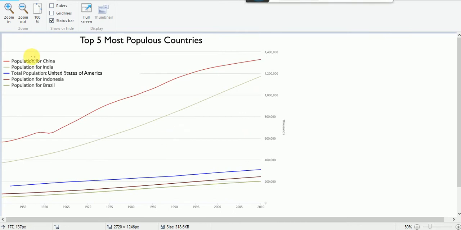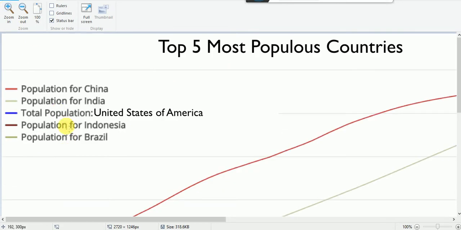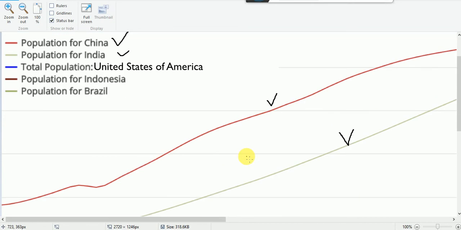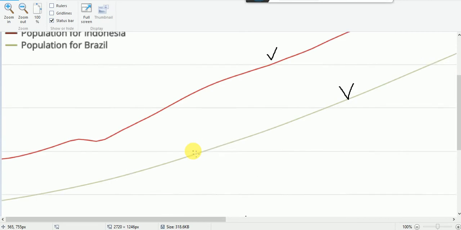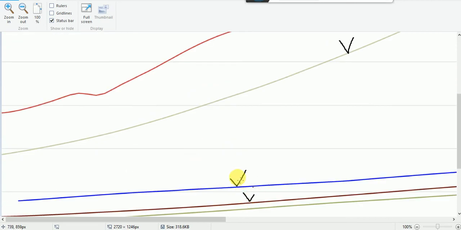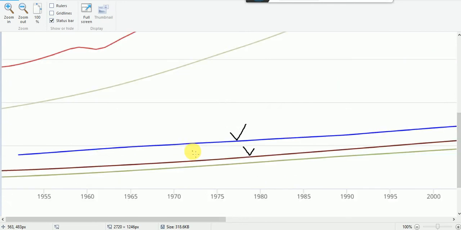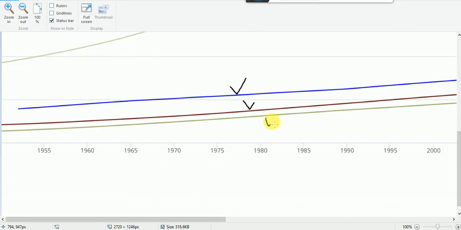So this graph shows the top 5 most populous countries of the world. The red line shows China. The gray one is for India. Then the blue one is for the USA, dark red is for Indonesia, and the greenish one is for Brazil.